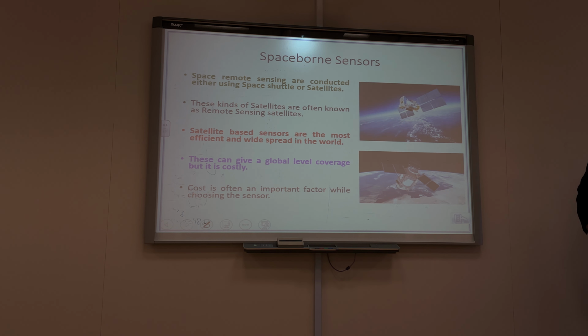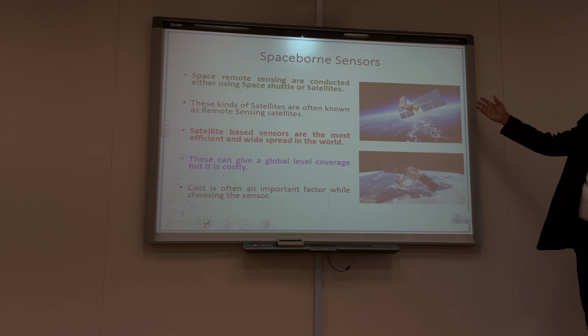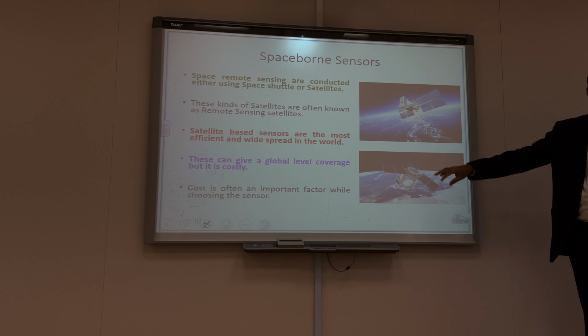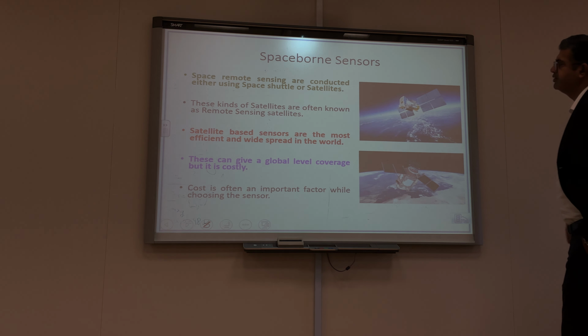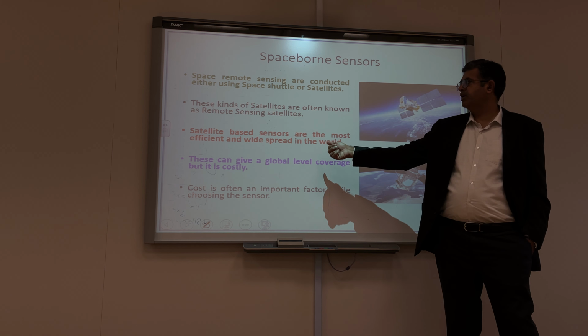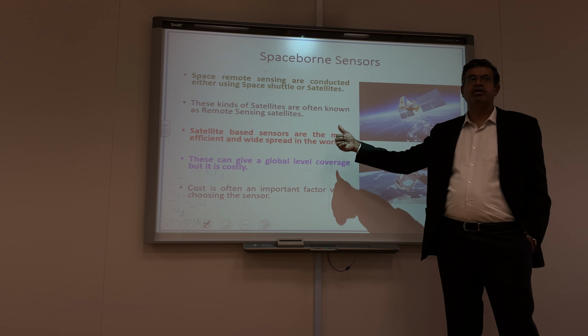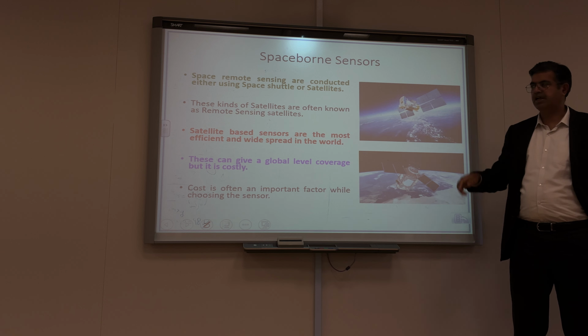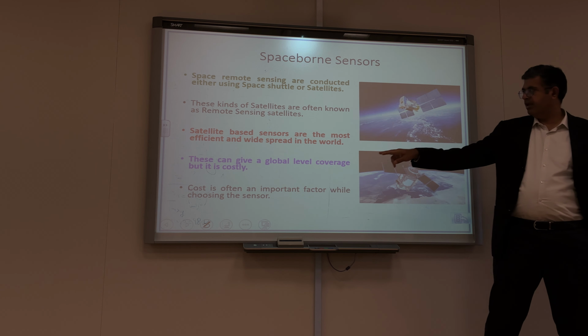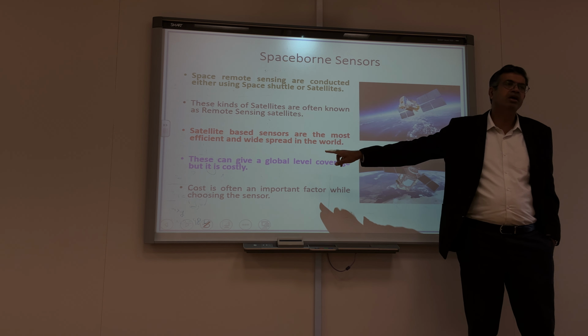Then the most important one is the space-borne sensor. So you have the satellite, and on the satellite you have the sensor which is attached. These remote sensing satellites give you information about the Earth surface. Satellite-based sensors are the most efficient and widespread. The most commonly used type of images are from satellites. They can give global level coverage, but it is costly.